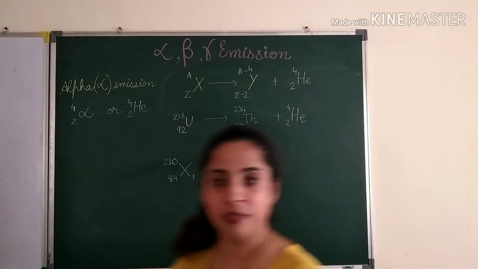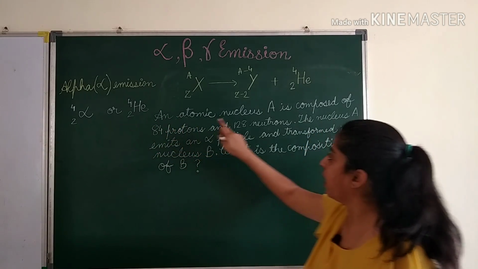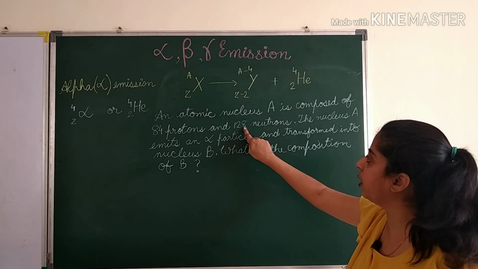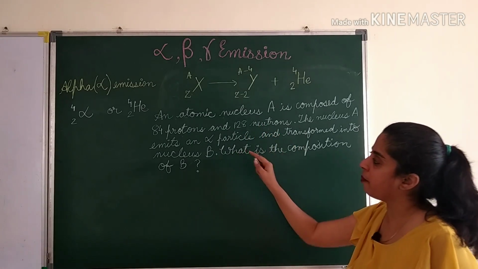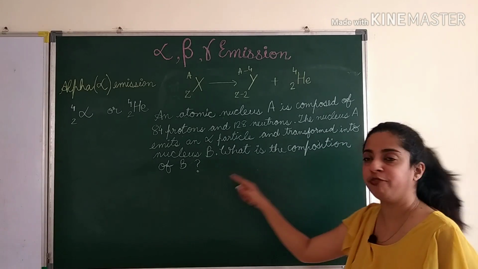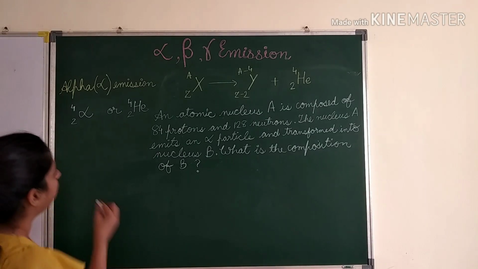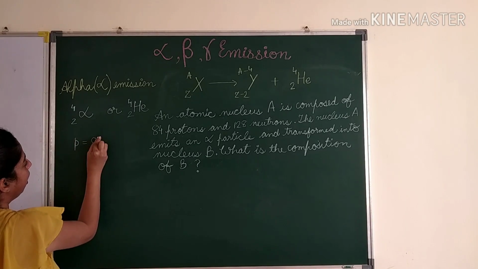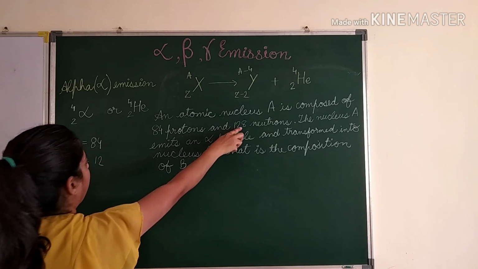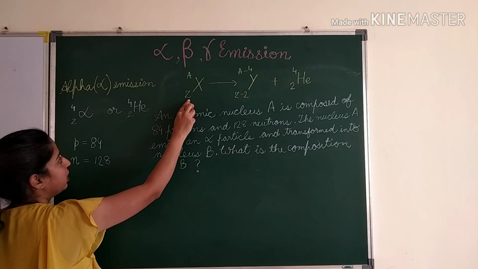We'll do one more sum for alpha. Now here is one more question. Let's have a look at it for alpha emission. An atomic nucleus A is composed of 84 protons and 128 neutrons. The nucleus A emits an alpha particle and transformed into nucleus B. What is the composition of B? Kids, here they have given you the number of protons, which is 84, and the number of neutrons, which is 128. So you know that Z, the atomic number, is 84.